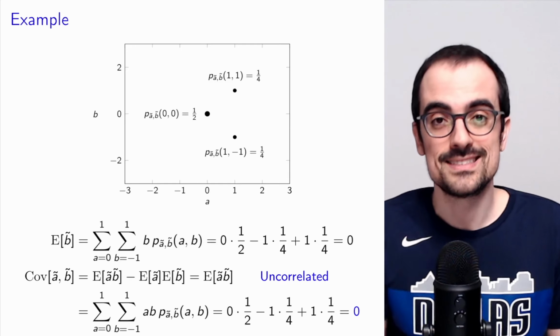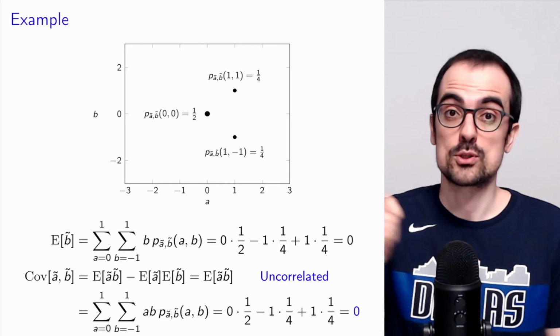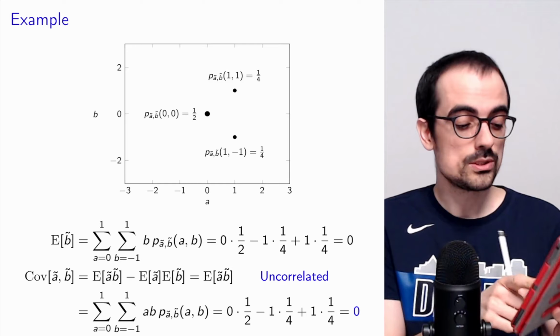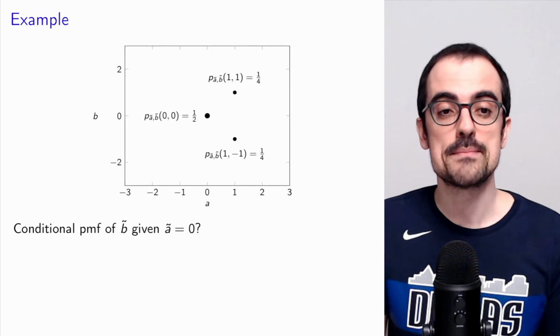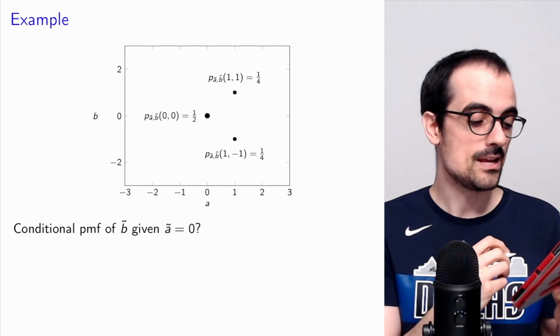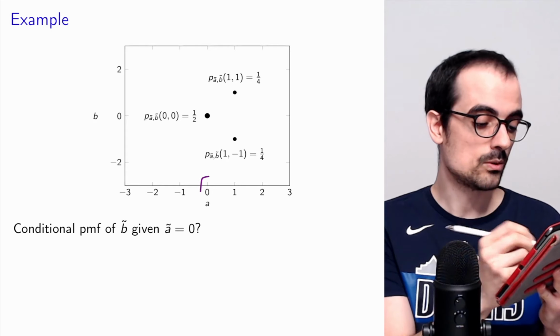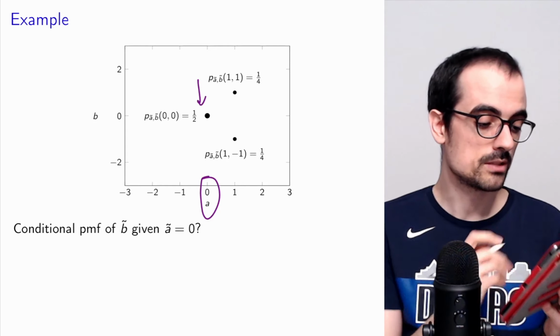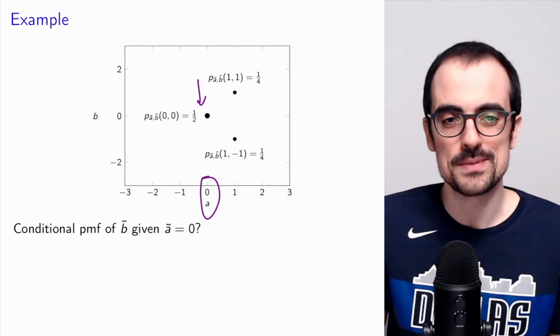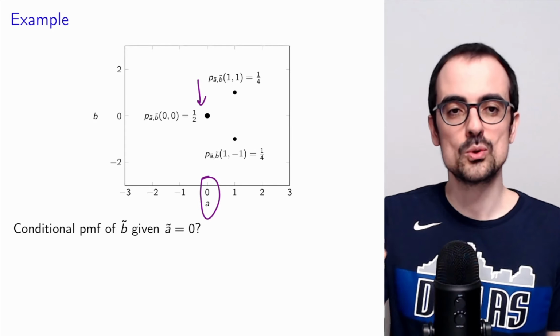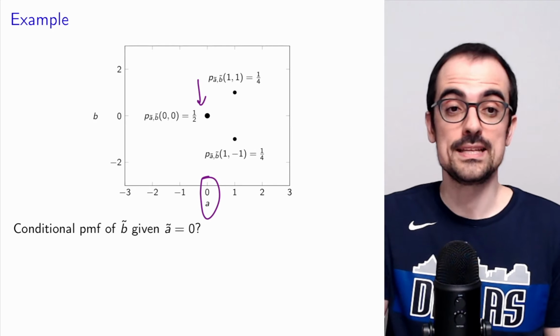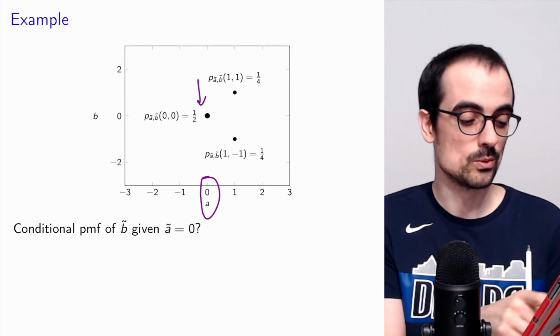Does this mean that they are independent? Absolutely not. And this is very easy to see when we consider the conditional PMF of B given A equals 0. We see that when A is equal to 0, there's only one possible value for B. So the conditional PMF is very simple. It's equal to basically the probability that B is equal to 0 is equal to 1.